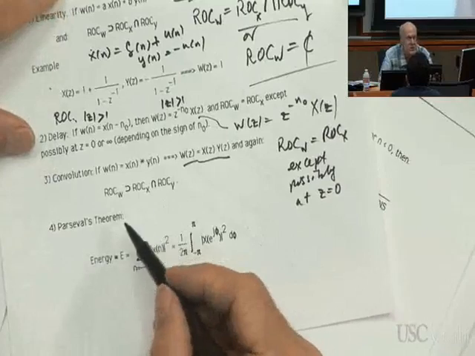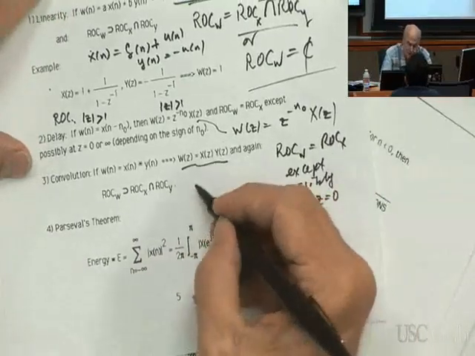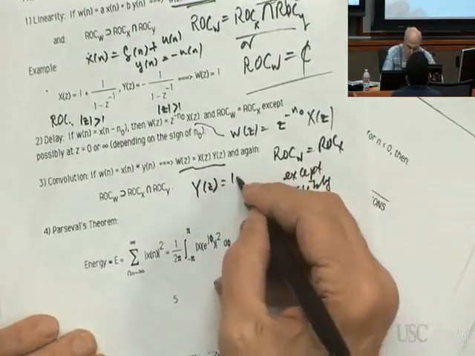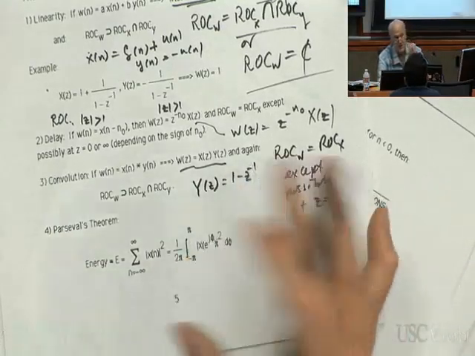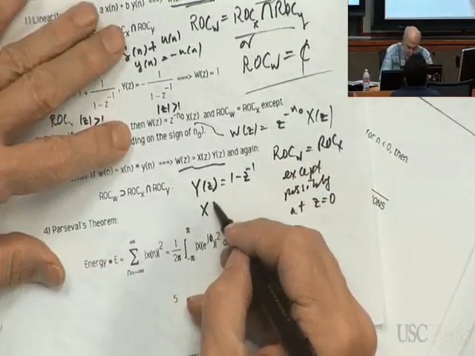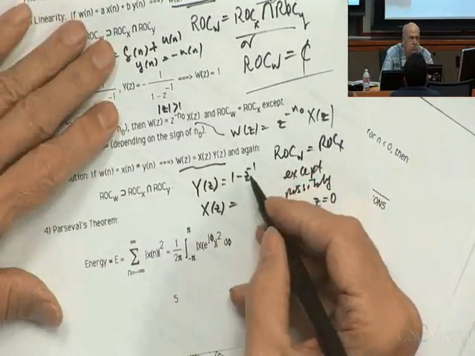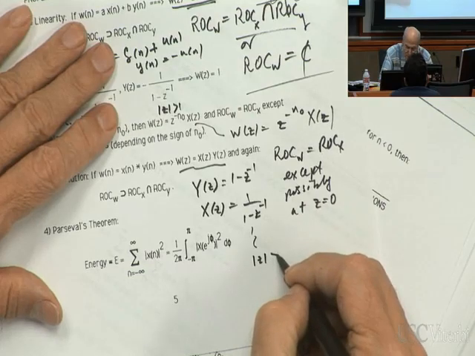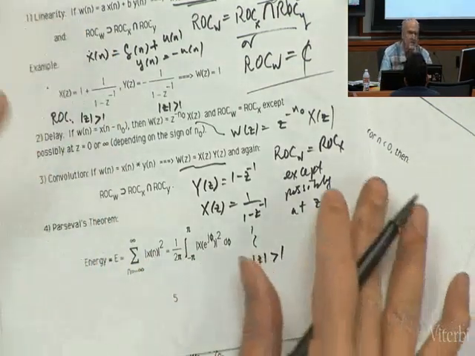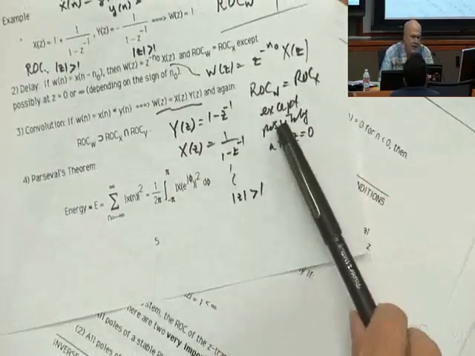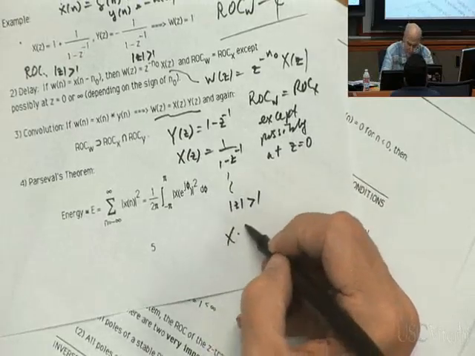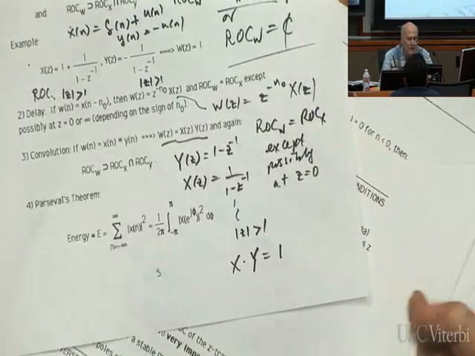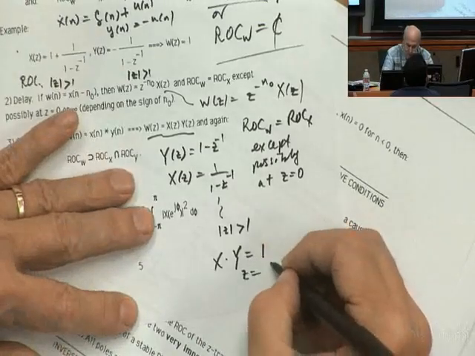You also could have another situation where you get what I would call pole zero cancellation. Suppose y of z is equal to, I don't know, 1 minus z inverse. Here, the region of convergence is everything greater than zero. And let's say x of z is equal to 1 over 1 minus z inverse. Here, the region of convergence is z greater than 1. I'm assuming these are right-sided sequences. Now, when I multiply them together, when I do this convolution, you will notice that x times y is equal to 1, because the zero here was canceled by the pole down here. And now the entire complex plane works.